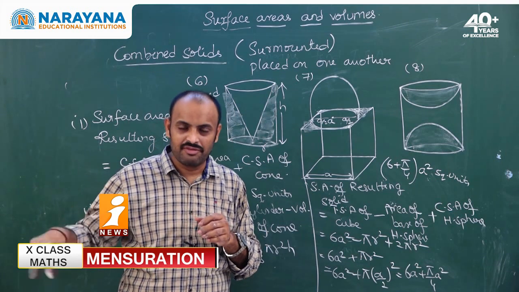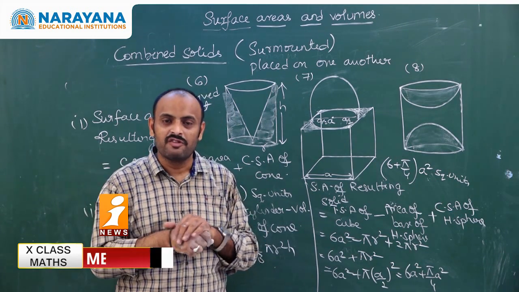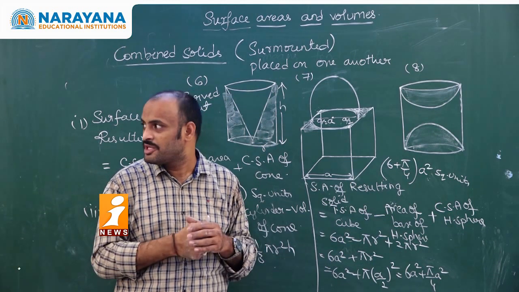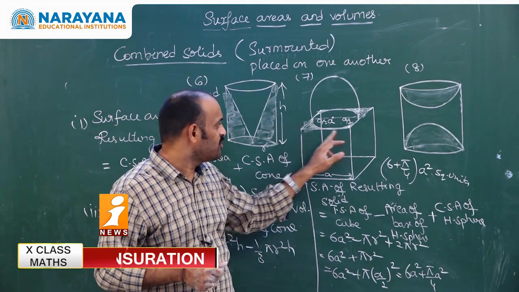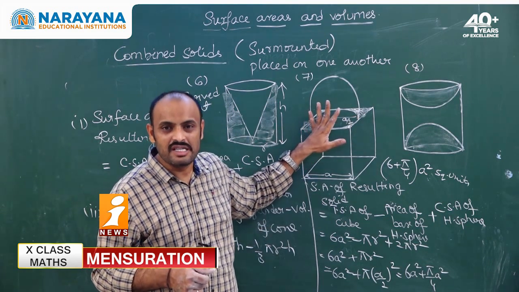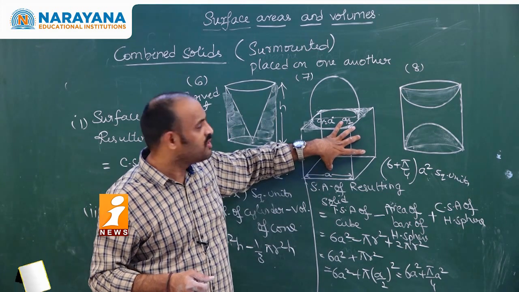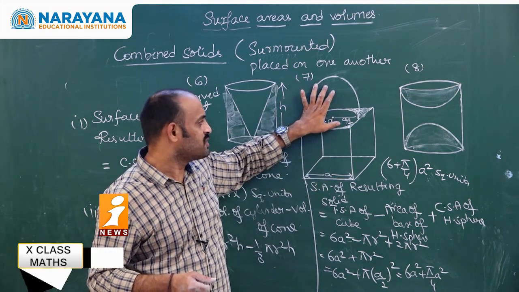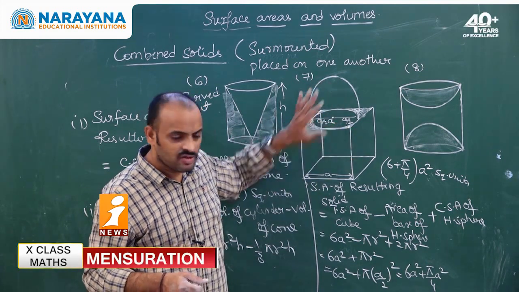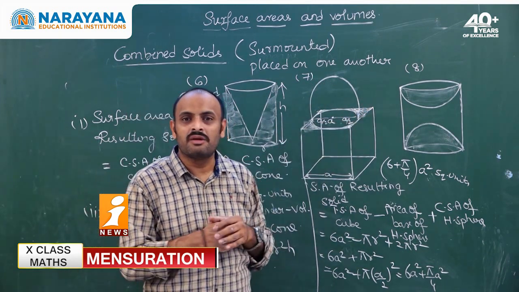I'll remove the cap now. First I lit the cap, now I'll remove the cap. Will the volume be changed? No, volume will not be changed. The same way, if I remove any surface from the top, the volume won't be changed. So volume of this figure is volume of cube plus volume of hemisphere. Next, come to the last combined solid.